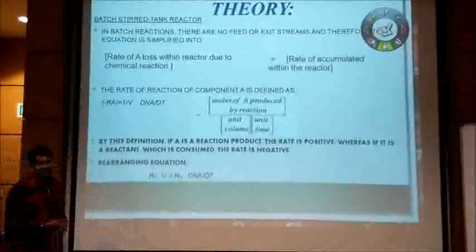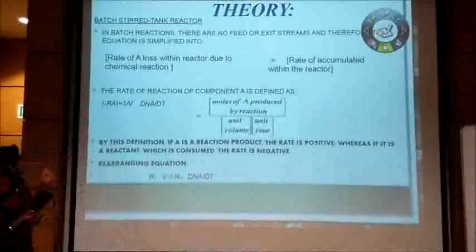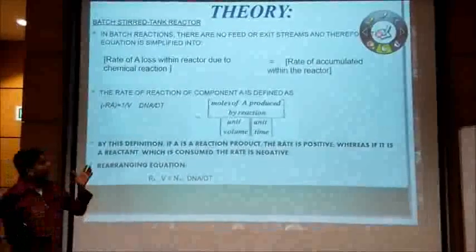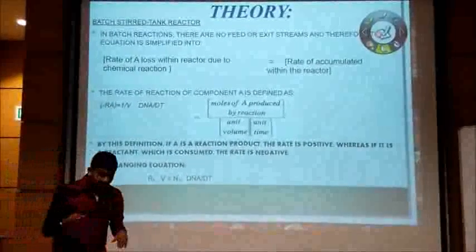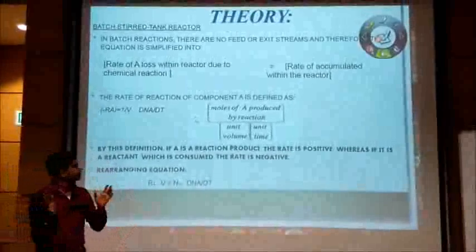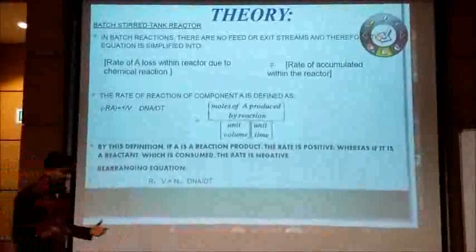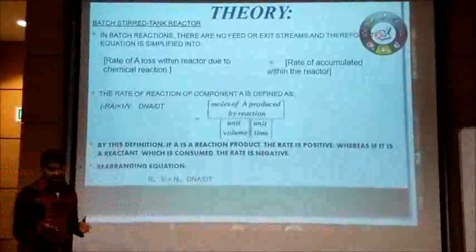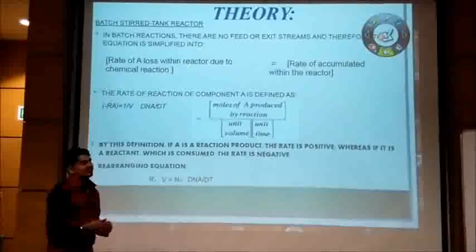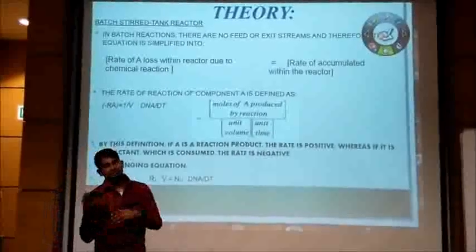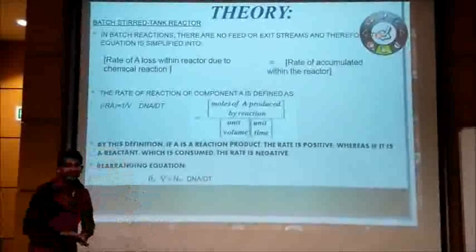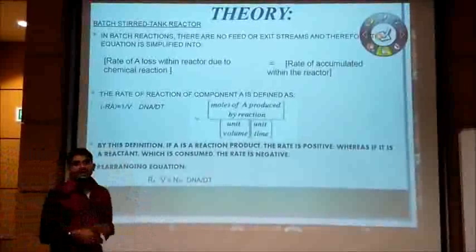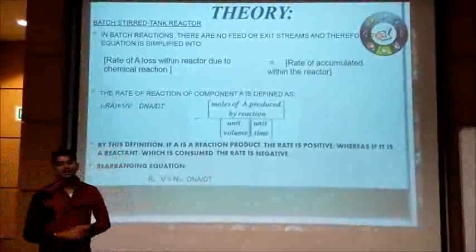The rate of reaction of component A is defined as negative rA equals 1 over V, delta NA over delta t, which is moles of A produced by the reaction divided by the volume times time. By this definition, if A is a reaction product, the rate will be positive. And if A is a reactant, which is consumed, the rate will be negative. So, rearranging the equation, rA times V equals delta NA over delta t.